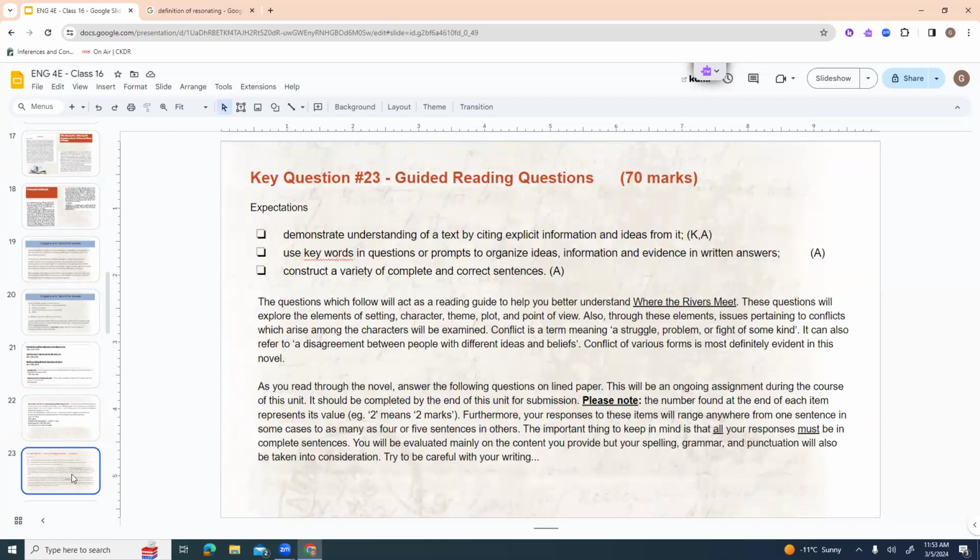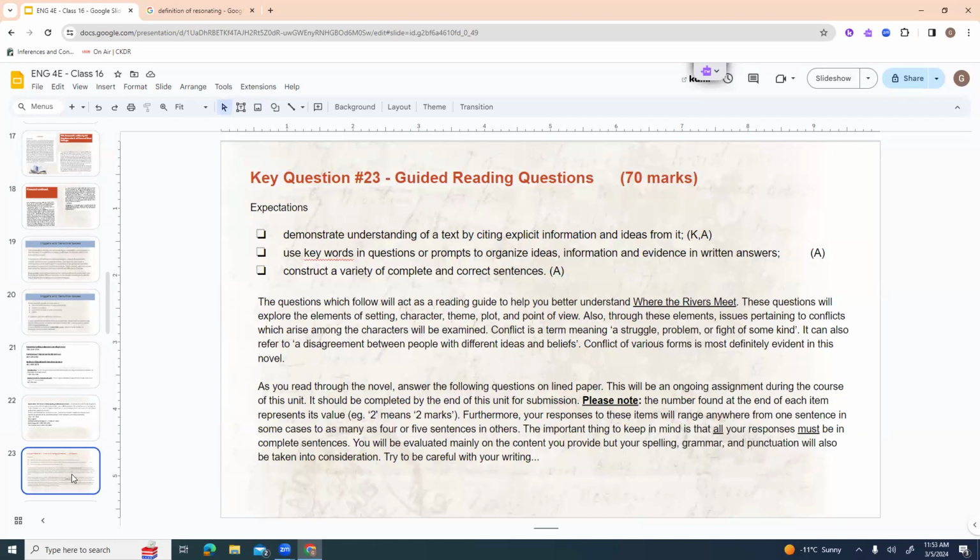Okay. So before we start looking at the novel, I'm going to look at the key question. Key question number 23 is about the guided reading questions, okay? And this part is worth 70 marks. It meets the expectations about demonstrating understanding of a text by citing explicit information and ideas from it, using keywords in questions or prompts to organize ideas, information, and evidence in written answers, constructing a variety of complete and correct sentences. The questions which follow will act as a reading guide to help you better understand Where the Rivers Meet.